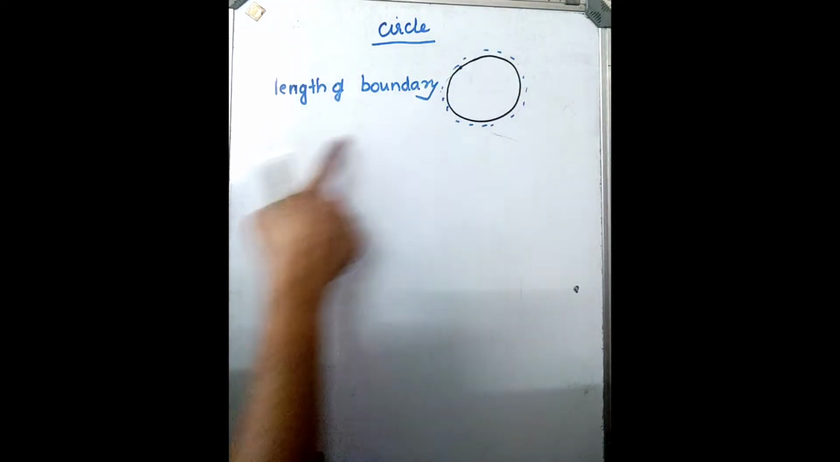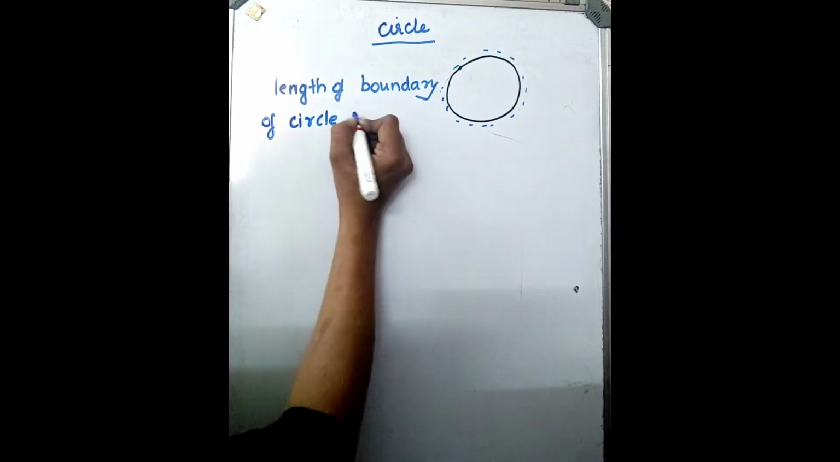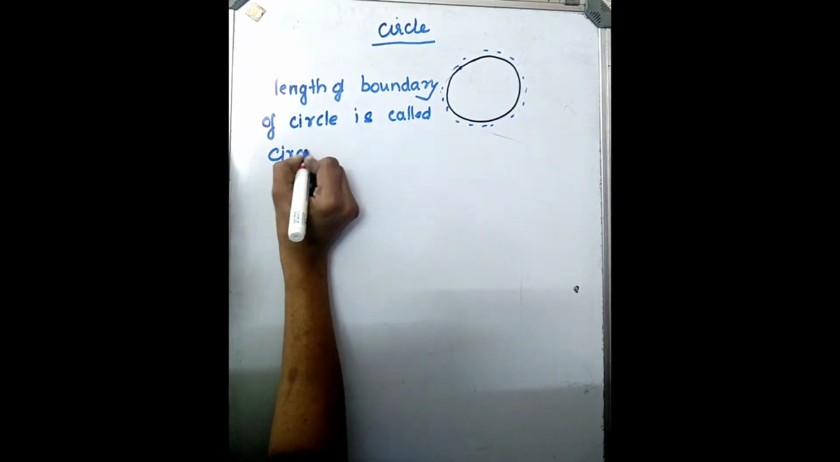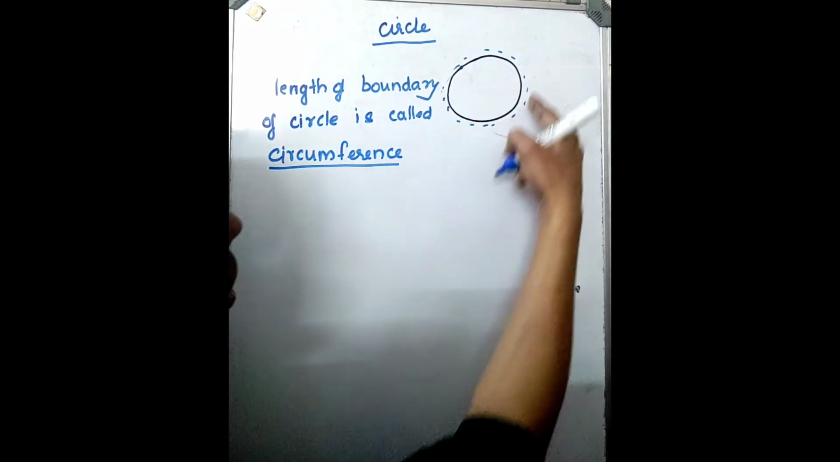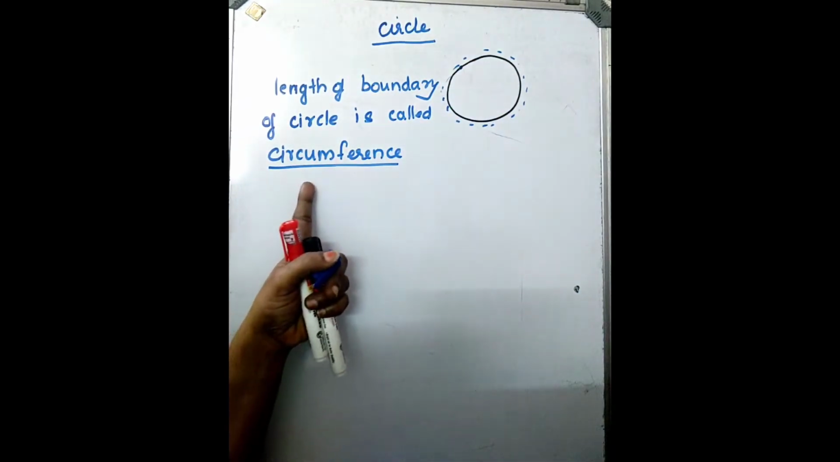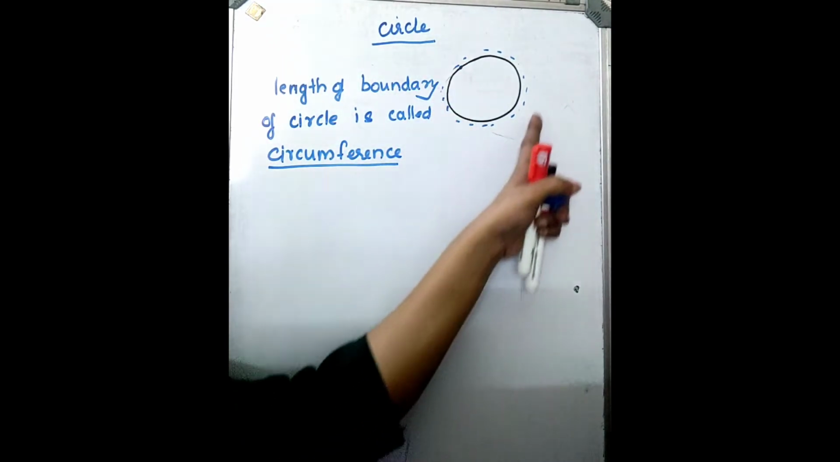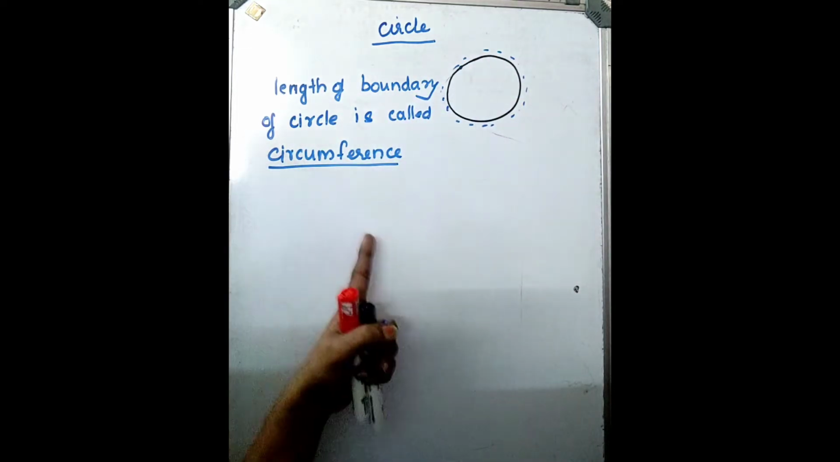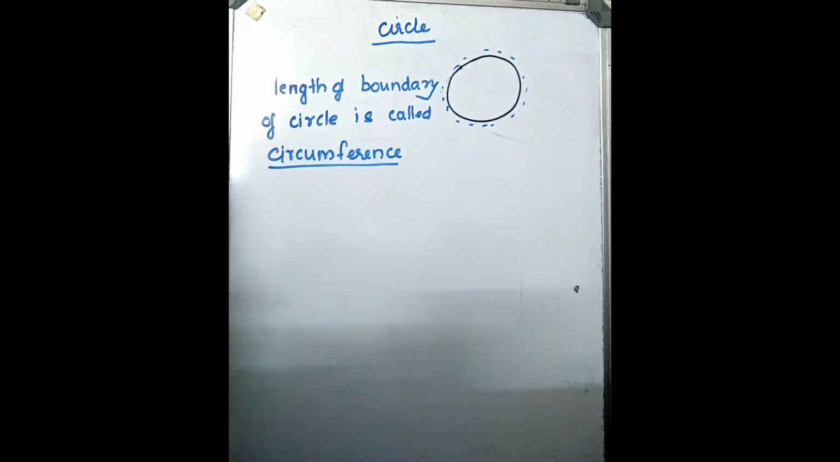The length of the boundary of the circle is called the circumference. So we studied circle and circumference. This is the circumference, the length of the boundary. These are the basic terms of the circle. You all have to understand and learn this by heart.